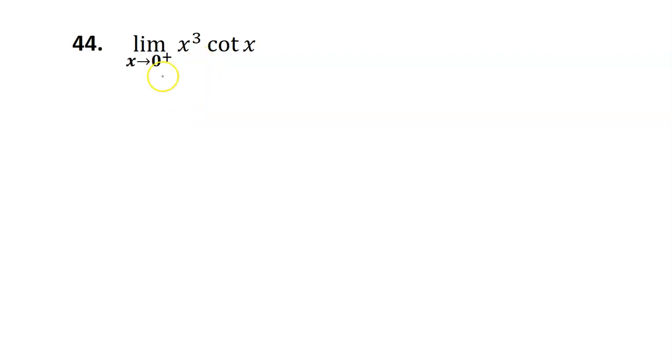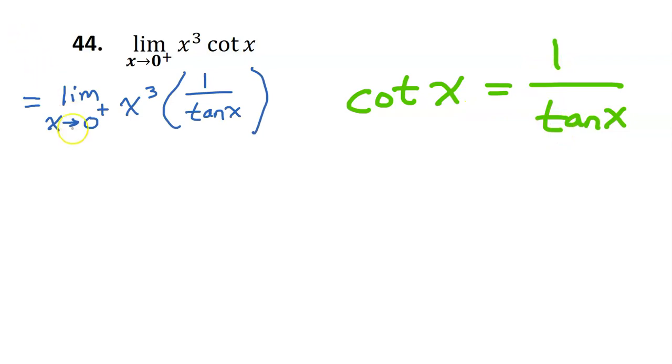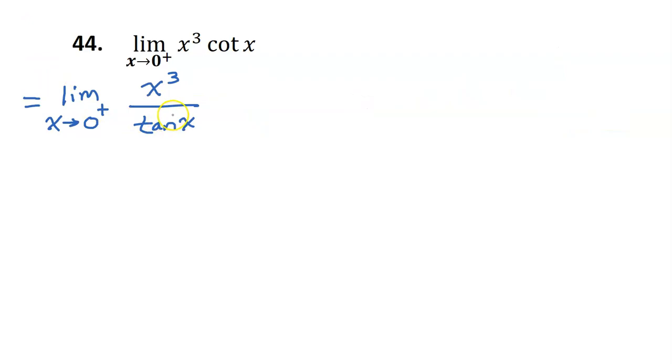Or do we? We know that we can think of cotangent x as 1 over tangent x. So the original problem would be the same as this. But we could really just put this x to the 3rd power in the numerator at this point. So we have this now. As x approaches 0, the numerator is approaching 0, and the tangent of 0 is also 0. You must show this. Since we are approaching 0 over 0, we can use L'Hopital's rule.